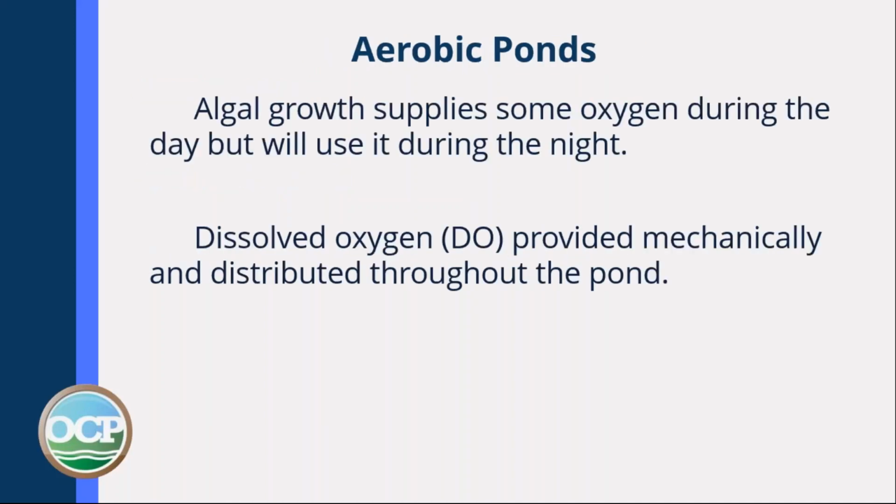An aerobic pond usually has algae growth supplying some oxygen during the day, but then the bugs will use it up at night. Dissolved oxygen can be provided mechanically and distributed throughout the pond.